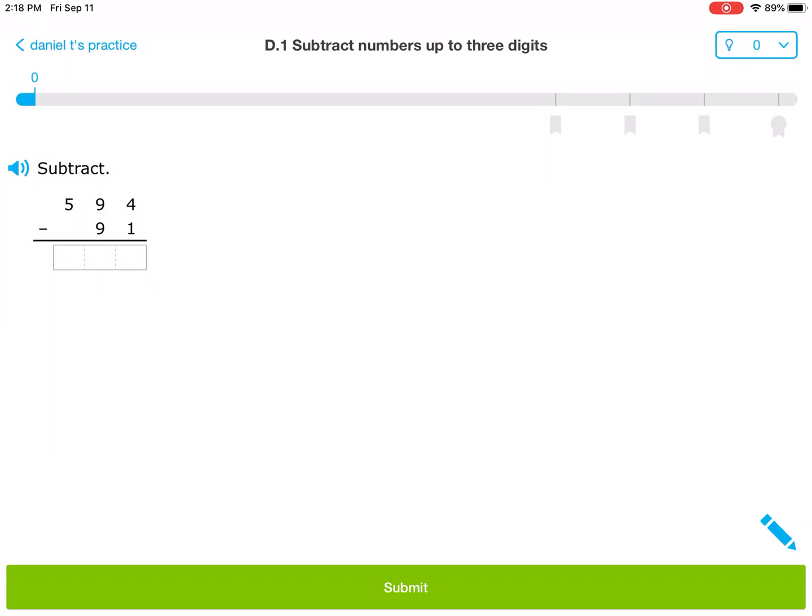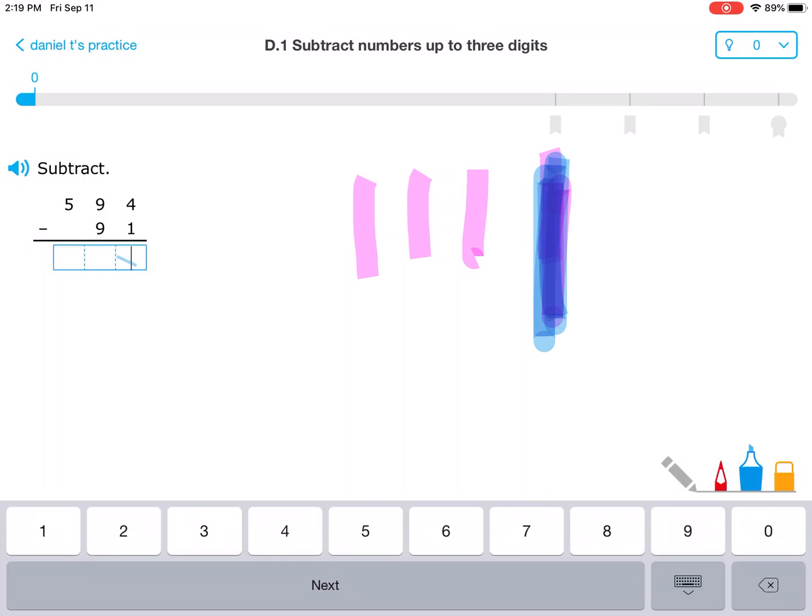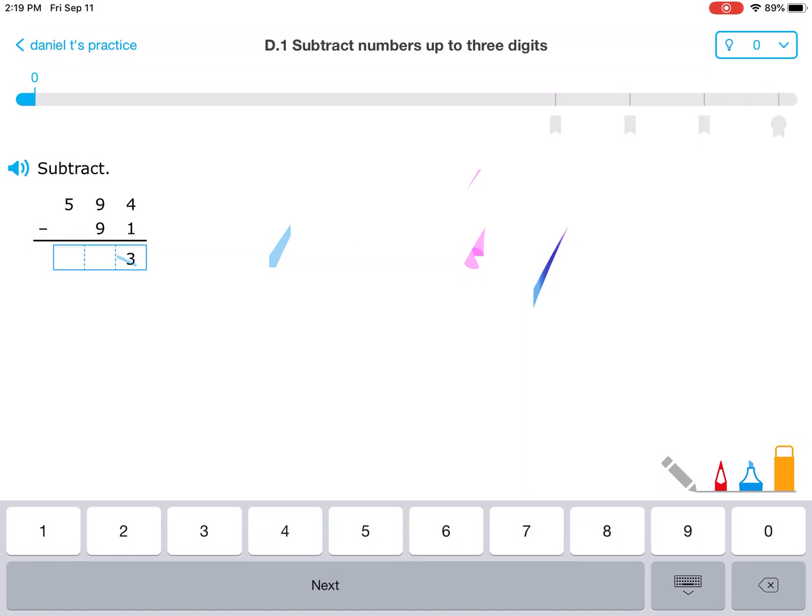So the first step is I'm going to do 4 minus 1. So I can actually draw pictures. 1, 2, 3, 4. And I'm going to cross out 1. If I cross out the 1, well, I have 3 left. Okay. Then I've got 9 things, and I'm going to take all 9 away.